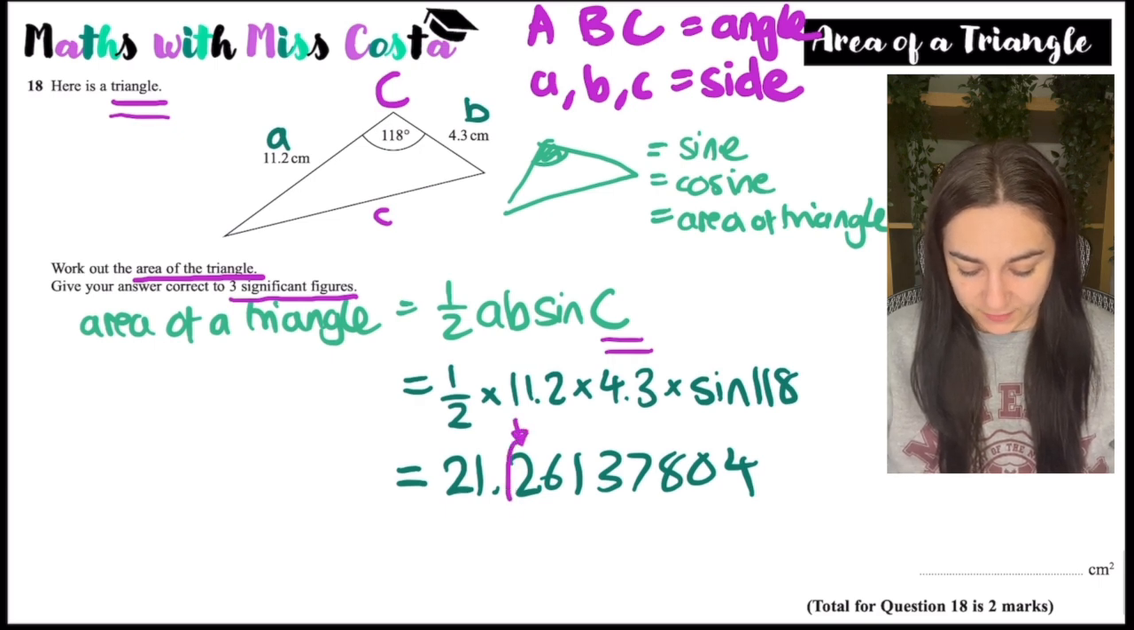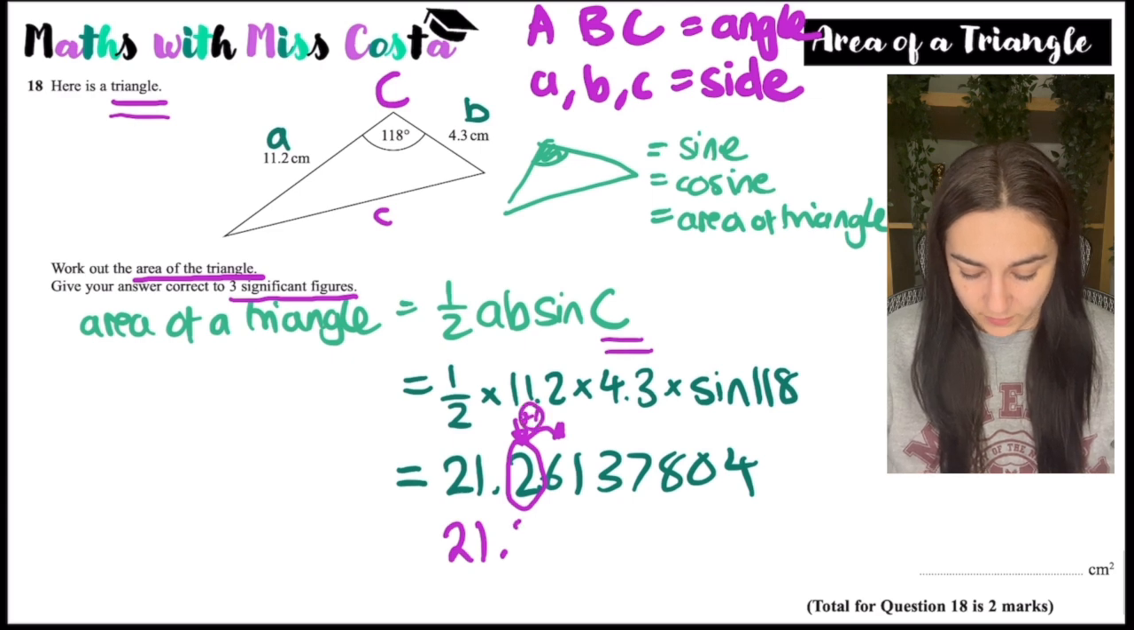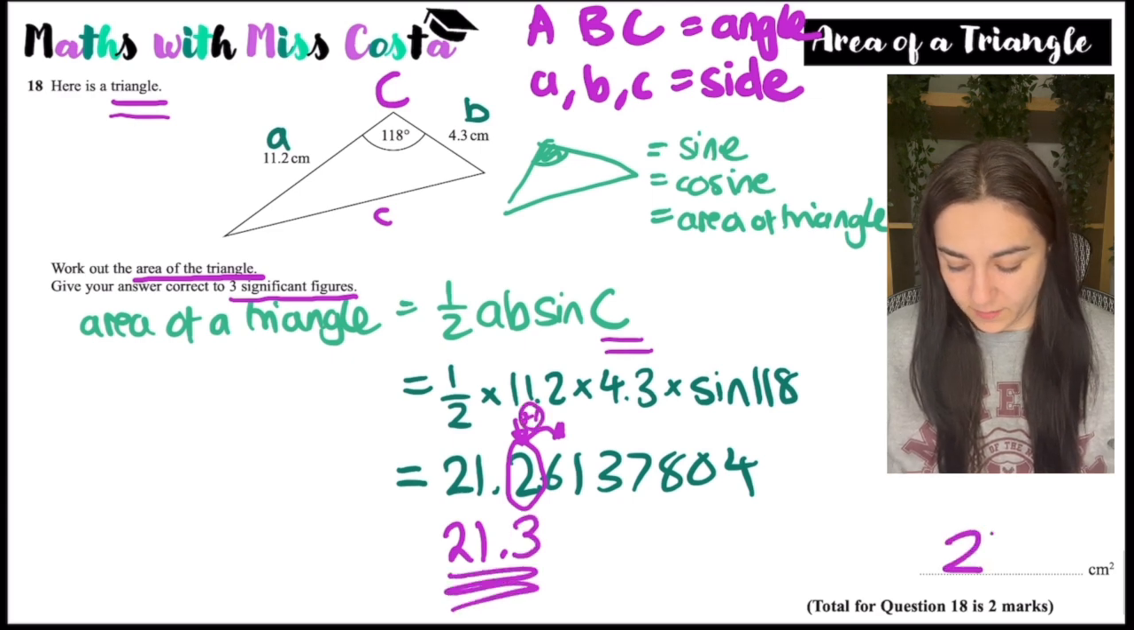So the third significant figure is this over here. So I'm going to look next door. If the number is 5 or more, I round it up, I add 1 more. So that would be 21.3.